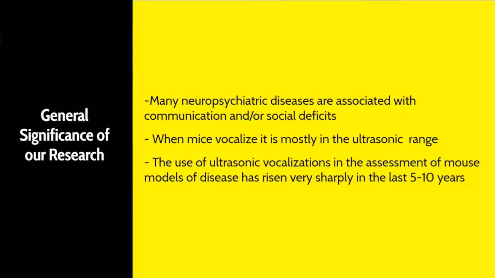Lastly, when mice vocalize, whether it be a male vocalizing to a female or a mother to a child, it is presumably to communicate. These vocalizations are mostly in the ultrasonic range, and the ultrasonic range is 20 kilohertz to 200 kilohertz. And the highest a human can hear is 20 kilohertz. So the majority of these vocalizations are not audible to the average human. Next slide.